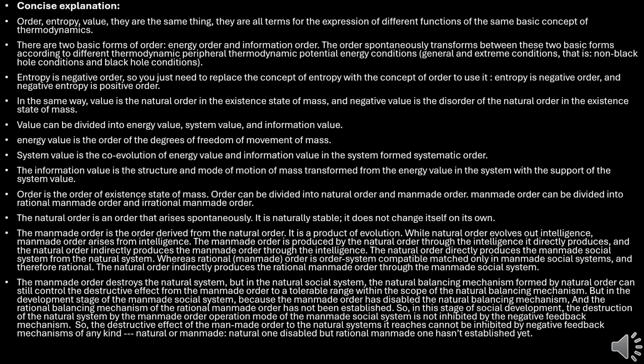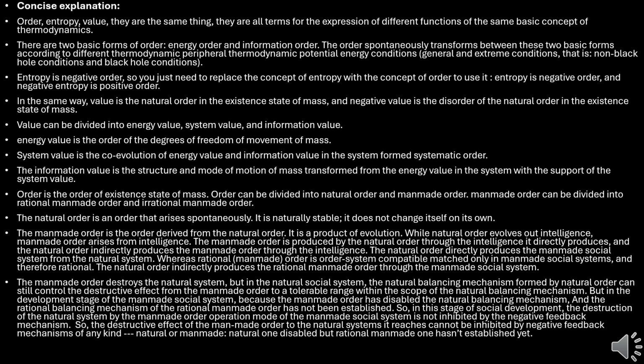Order is the order of existent state of mass. Order can be divided into natural order and man-made order. Man-made order can be divided into rational man-made order and irrational man-made order. The natural order is an order that arises spontaneously. It is naturally stable, it does not change itself on its own. The man-made order is the order derived from the natural order. It is a product of evolution.